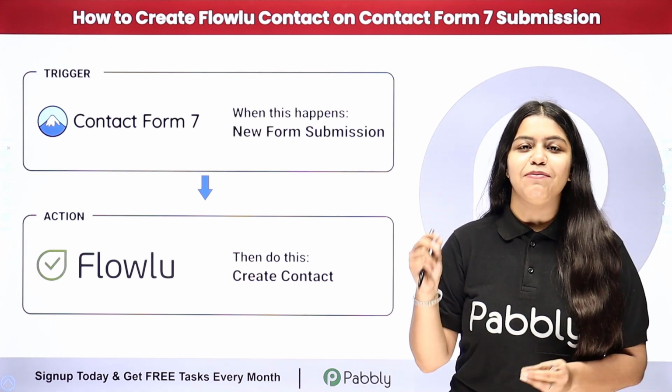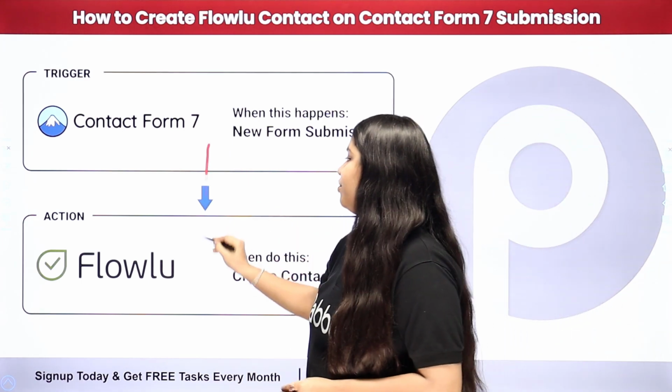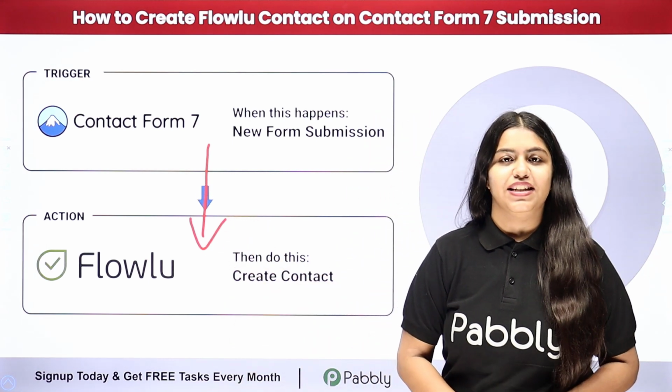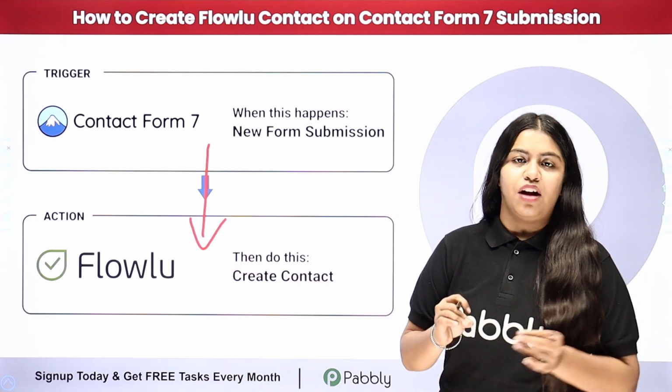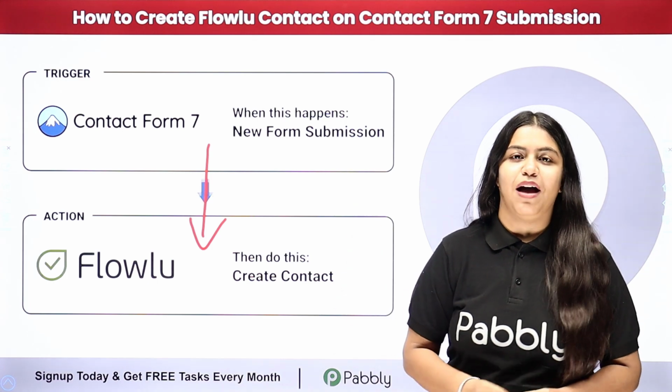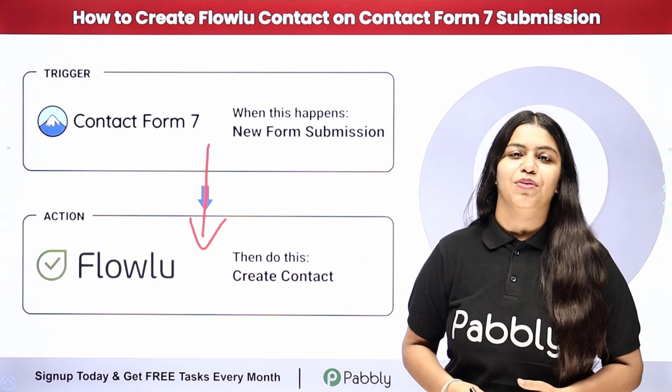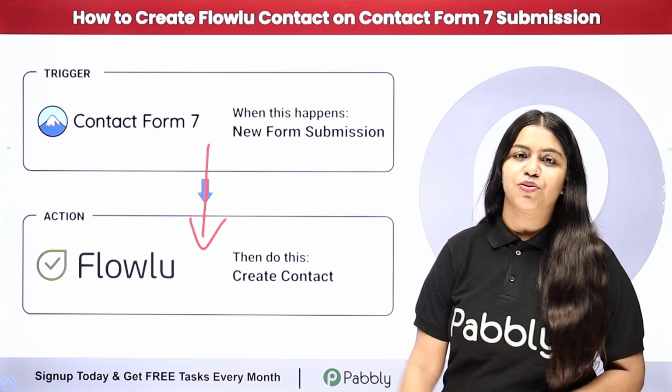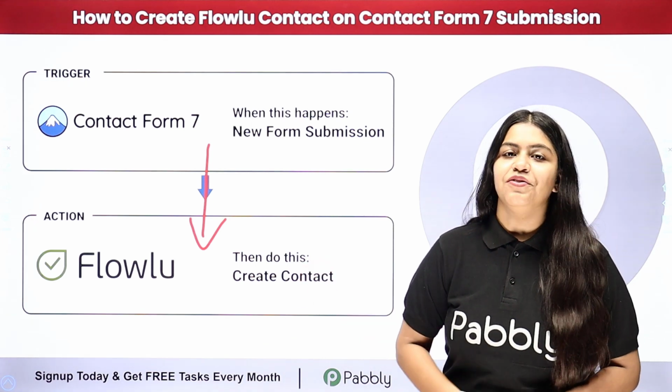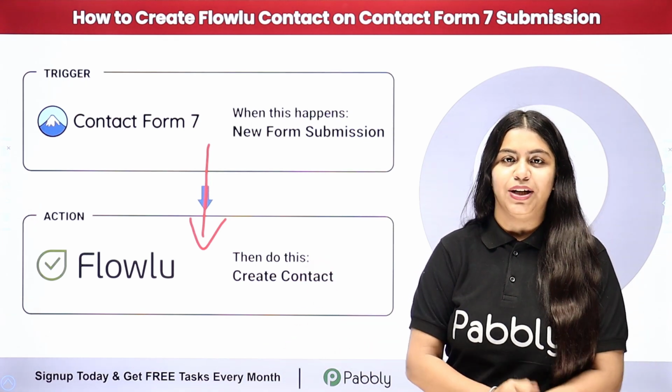So to do this, we are simply going to create a connection between Contact Form 7 and Flowlu. To create this connection, without knowing any programming or coding language, we are going to use Pabbly Connect. It is an amazing automation software. So do you also want to create this automation for your business? Then for that you have to come with me towards my screen.